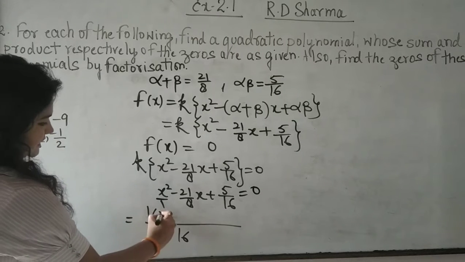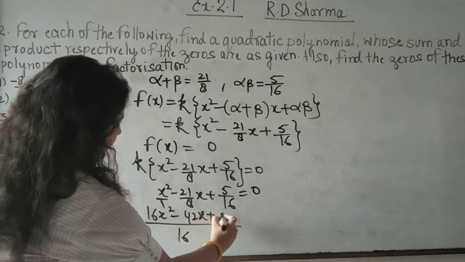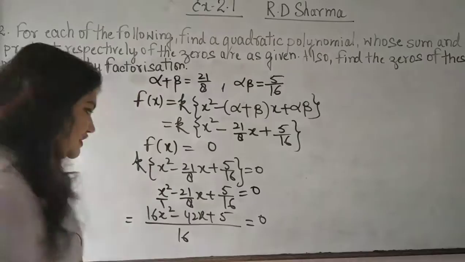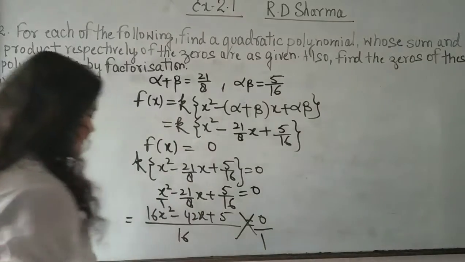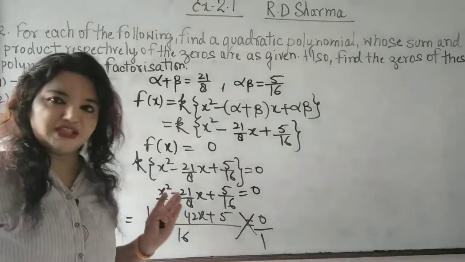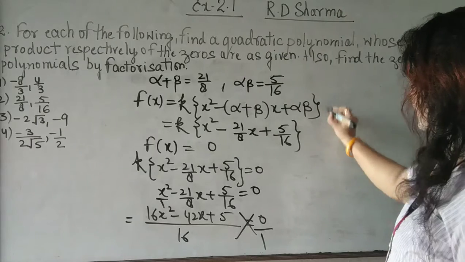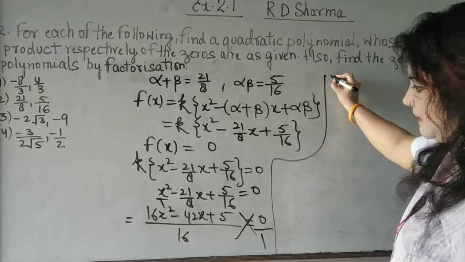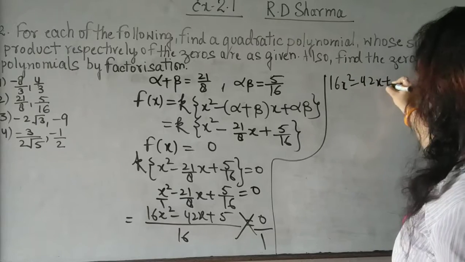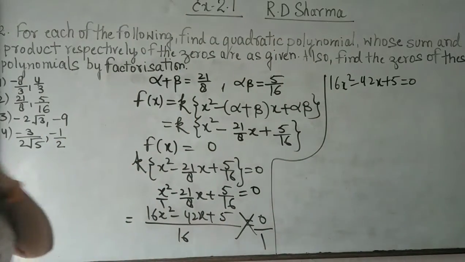Okay. So this is 16x squared minus 42x plus 5 is equal to 0. Now the next step is we will do the cross multiplication. So 16 into 0, that will become 0. 1 will be multiplied with all these terms, so we are going to get the same terms. After cross multiplication, we have got 16x square minus 42x plus 5 is equal to 0.